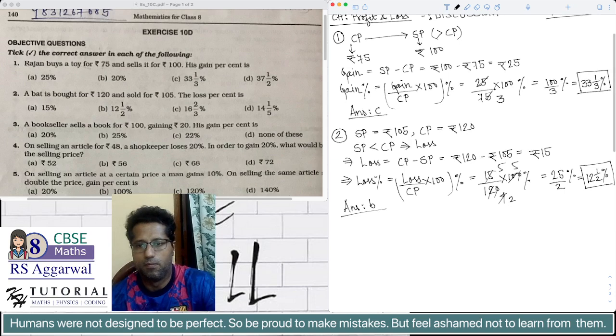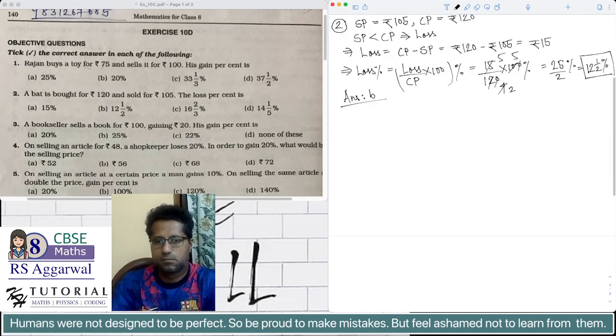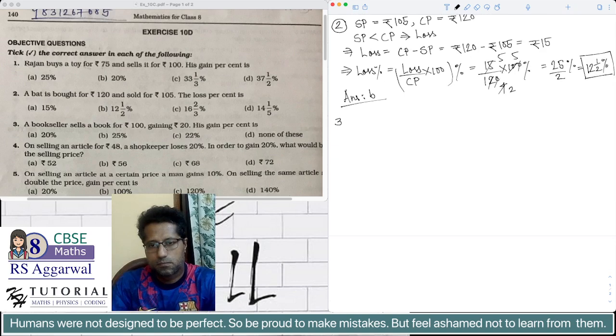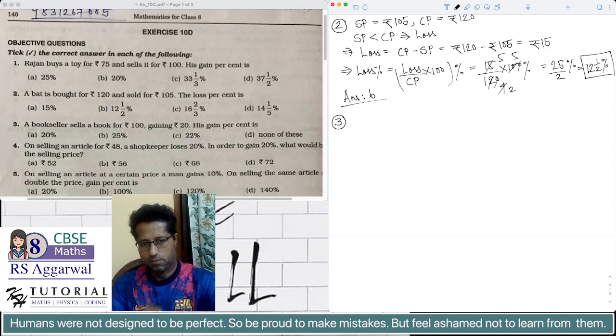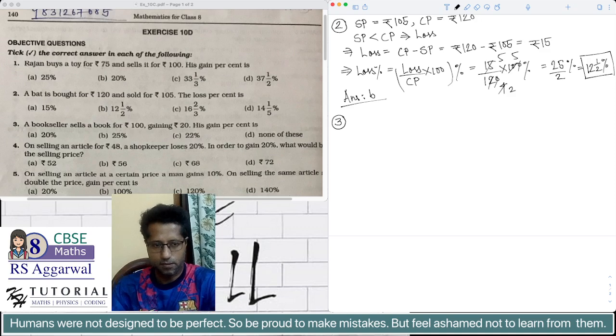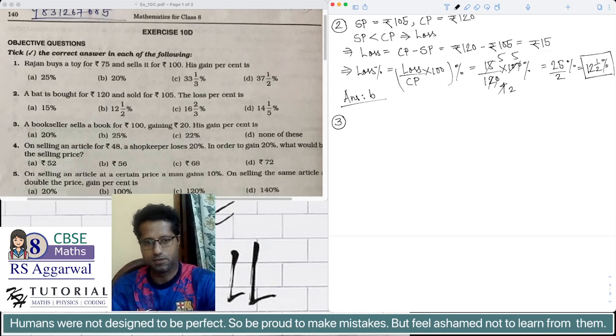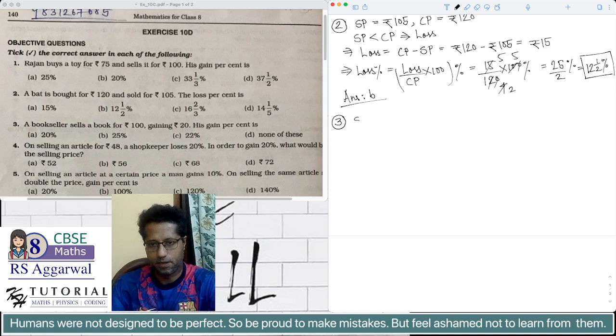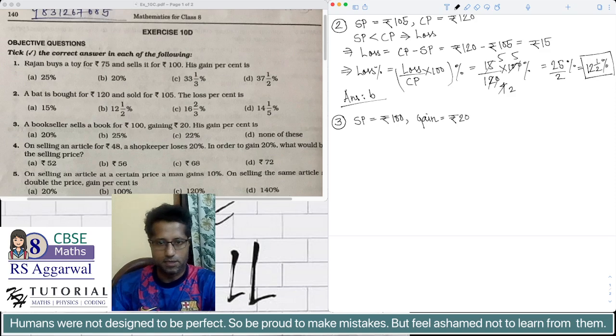Okay, let's do problem number 3. A bookseller sells a book for rupees 100, gaining rupees 20. His gain percent is? So it is given that a bookseller sells a book for rupees 100, meaning the selling price is rupees 100, and it is also given the gain is rupees 20, meaning the total gain is rupees 20. Now it has asked the gain percent.